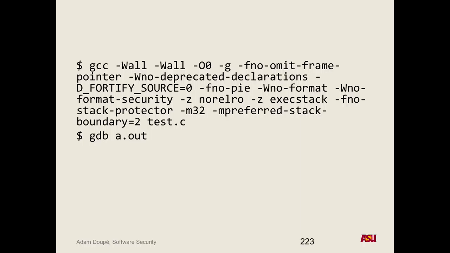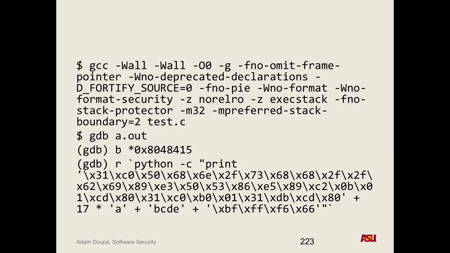Cool. So we don't have to compile it again. I don't know why I put that there. We can debug it. So now we can run this program with, here's our shellcode, and then 17 lowercase a's.